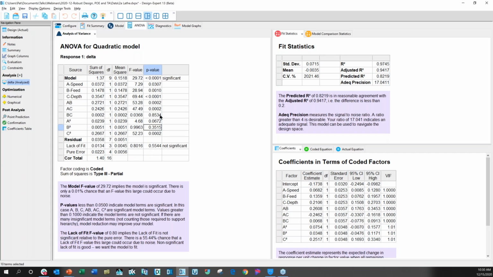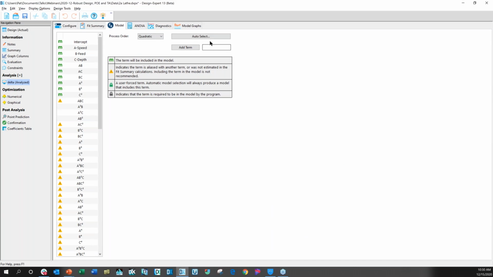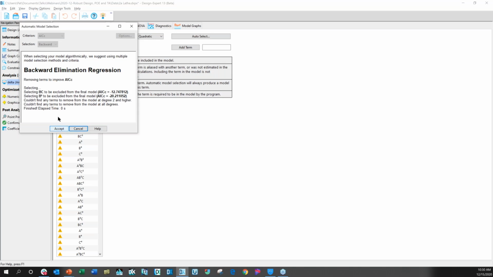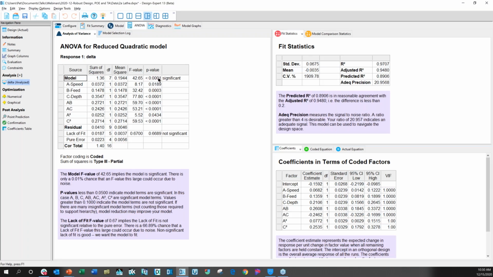But if I look through here, I can see several values that are not very significant. So I might want to reduce the model. So I can go back here, and I am going to reduce the model. Otherwise, it won't quite agree with the slides I've got. So I'm going to go in here and reduce it using the AICc corrected criteria and backward selection. Takes out 2 terms. Those are the 2 terms we saw that weren't significant, BC and B squared. Accept that. Model still significant, lack of fit's insignificant. Good agreement between adjusted and predicted, adequate precision.